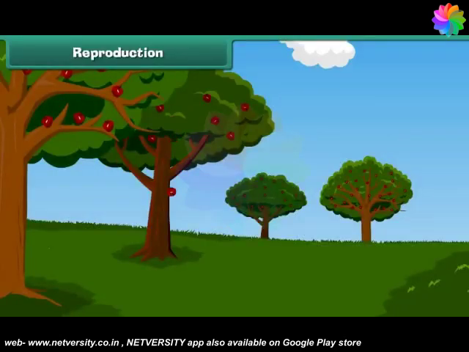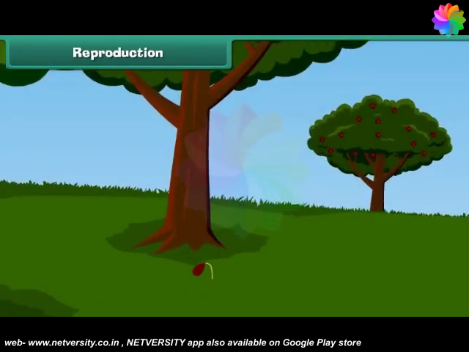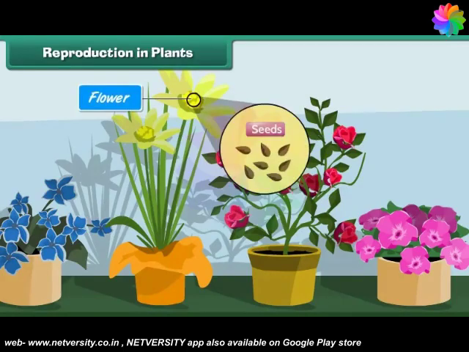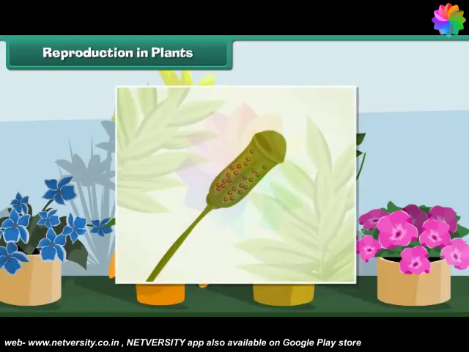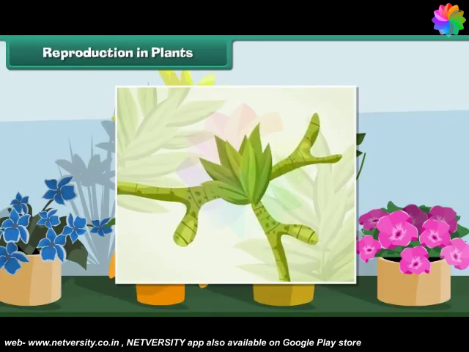Reproduction. The process by which an organism produces new organisms of its own kind is known as reproduction. Reproduction in plants. Plants reproduce in different ways. Most of the flowering plants produce seeds. Some plants do not produce seeds. They produce spores which can grow into a new plant.